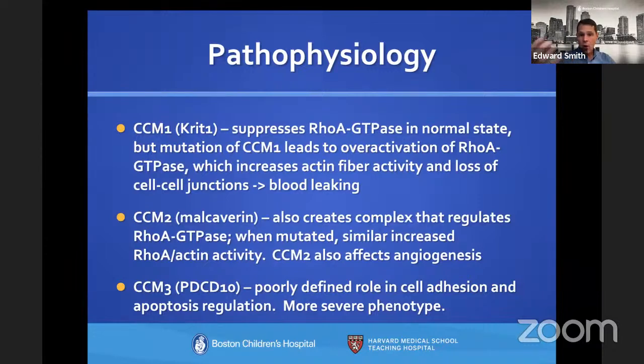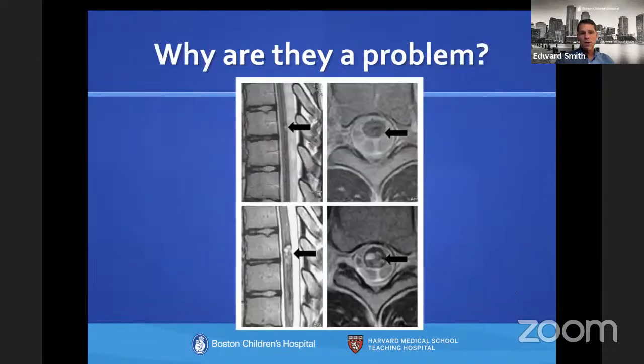CCM2 also is a complex that regulates these and causes a similar problem. It also, CCM2 affects angiogenesis. This is why these kids may have a little more growth around them. And then CCM3 tends to be the worst phenotype. This affects cell adhesion, but also apoptosis. And this also has a big role in the gut as well. So of the three, CCM3 tends to be the worst.